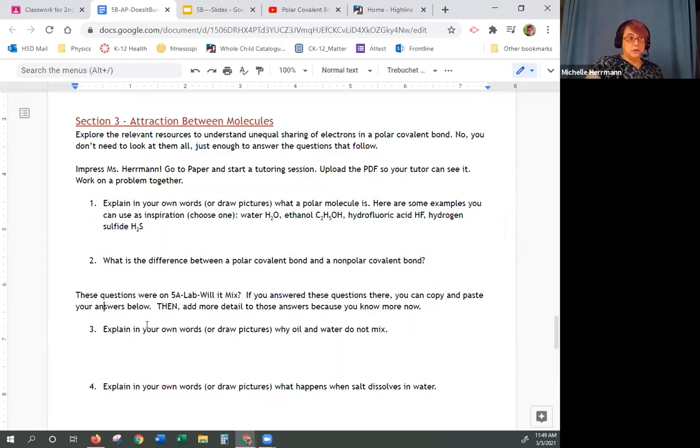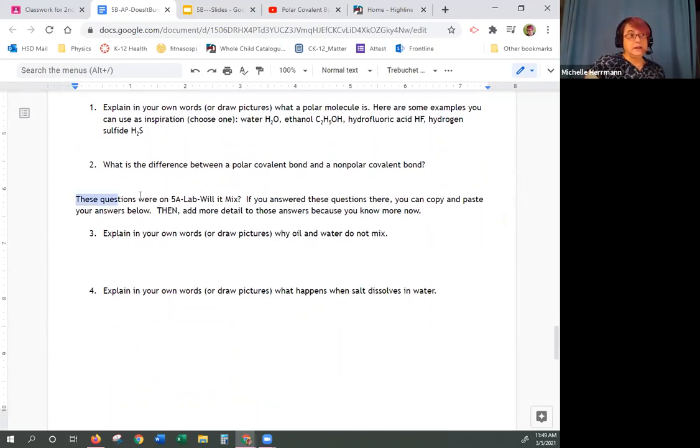And then these two questions were in the last assignment. So if you answered these questions in the last assignment, you can copy and paste your answers here. But then add some more detail because we know some more now, right? We've had a few more days talking about it. So talking about why oil and water don't mix, and then what happens when salt dissolves in water.